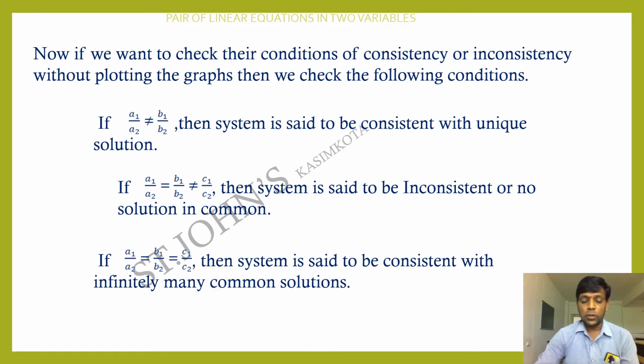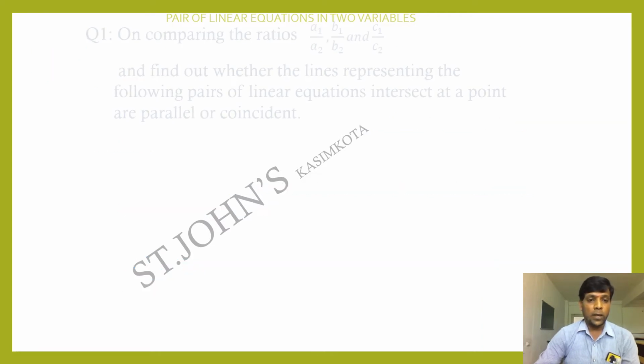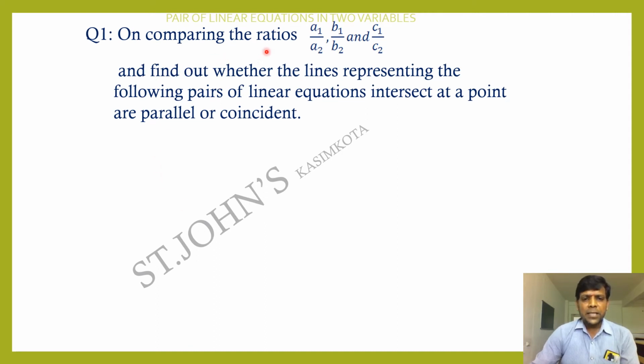Now we are going to question number 1. On comparing the ratios a1/a2, b1/b2 and c1/c2, find out whether the lines representing the following pairs of linear equations intersect at a point, are parallel, or coincident. So we have to apply the given conditions: a1/a2 not equal to b1/b2, or a1/a2 equal to b1/b2 not equal to c1/c2, and a1/a2 equal to b1/b2 equal to c1/c2. So we have to apply these three conditions.